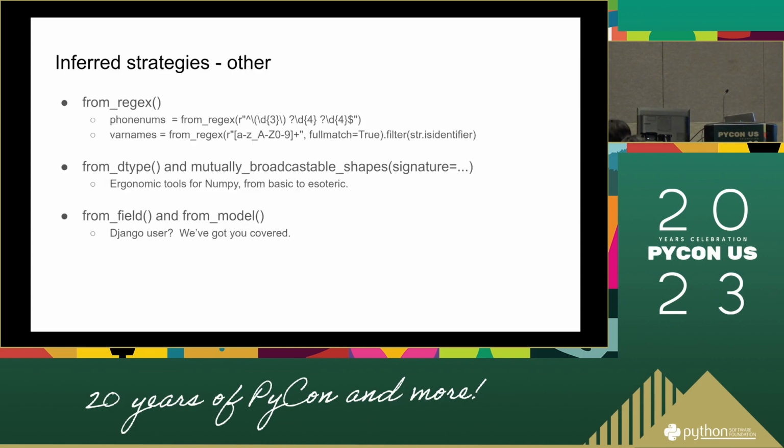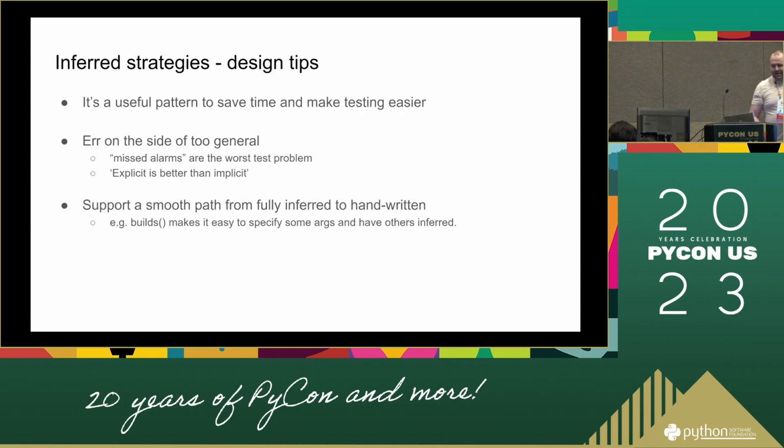And we can infer from other things, like if you have a regular expression that you use for validation, hypothesis can generate strings that match the regex for you. Who here uses NumPy? We can also generate things based on data types or shape signatures. Who uses Django? Okay, if you have a field or a model, hypothesis will also automatically generate things that can be stored in those models for you. And in fact, stash them in the database. So inferring these strategies is a really nice pattern to save some time and generally make your testing more ergonomic.